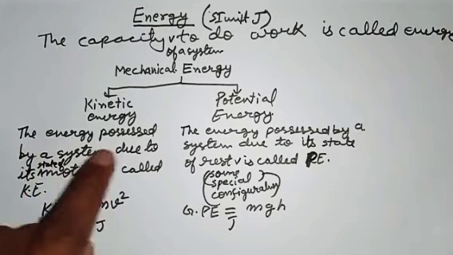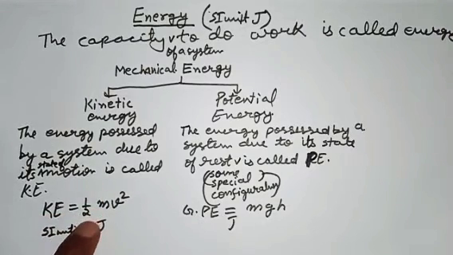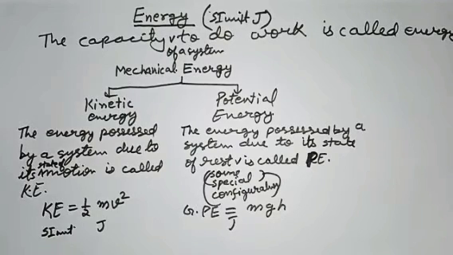Kinetic energy, the energy possessed by a system due to its state of motion, is called kinetic energy. Its formula is 1 by 2 multiplied by mass multiplied by velocity square, and its SI unit is joule, once again joule, and all other units which we have used to measure work.